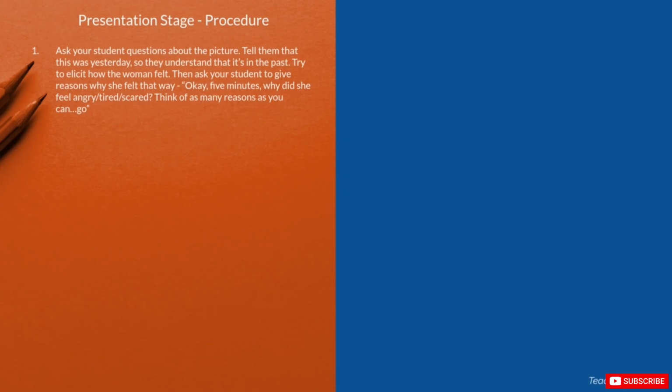They might give you a few words here. Okay, she felt angry. Do you think there's any other? Did she feel anything else? And get some vocabulary from your student. You could even tell them specifically, tell me 5 things that you think she felt. So she felt angry, and try to get something else from them.